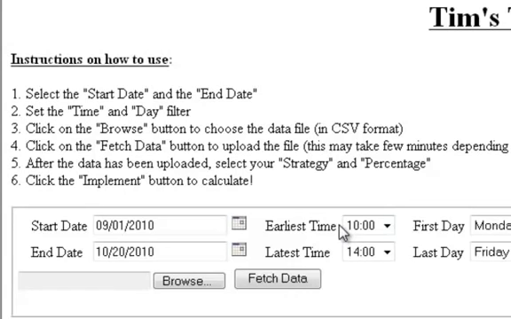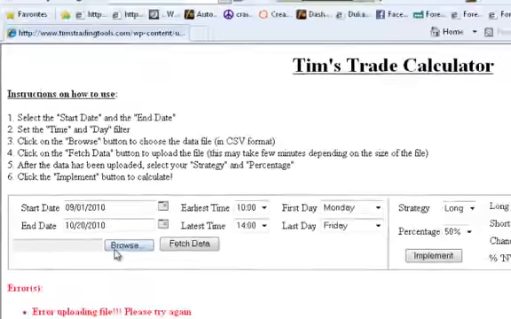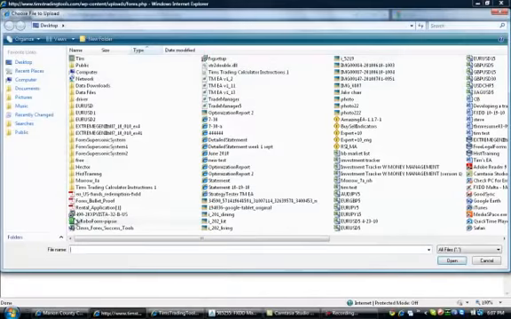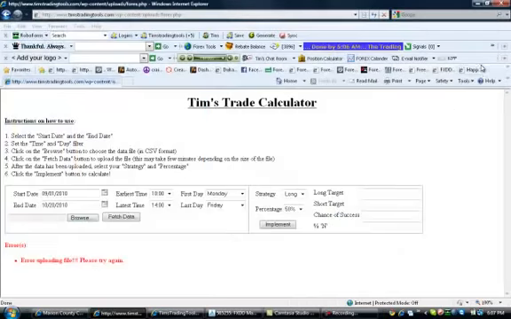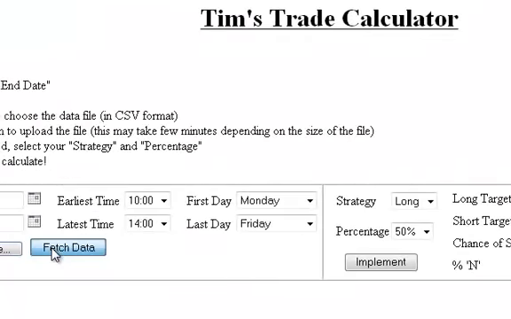It's 10 o'clock my platform time. Again, it's important that you know your platform time. So this is midnight to 4 a.m. my time, so it's 10 to 14, Monday through Friday. I'm going to check my downloaded file that I've already gotten from my platform. I'm going to get the GU pair, the 5-minute time frame, and hit fetch data. We're going to see what it tells us to do to shoot for a long and short target, what our averages are, and our chance of success.